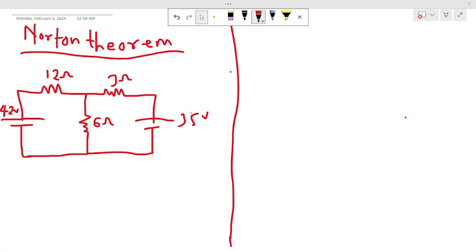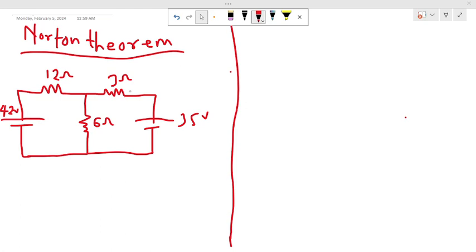In this tutorial, I'm going to show you how we will use Norton's theorem to solve for current through a particular resistor. Now, Norton's theorem states that any linear circuit connected between two terminals can be replaced by Norton's current source in parallel with Norton's resistance connected between the same two terminals.